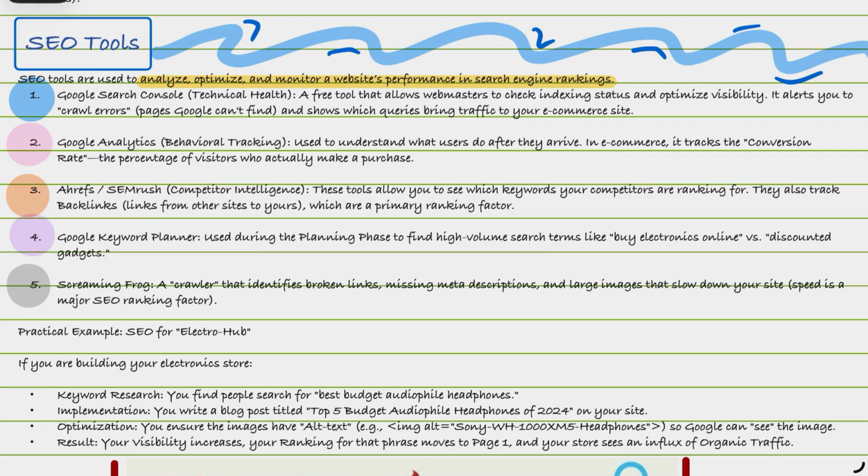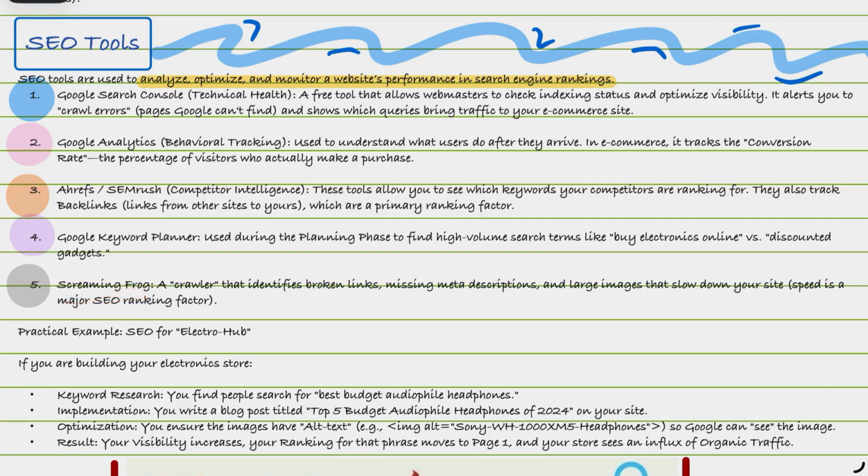All right. So this is how you are able to optimize your own SEO. Then we have Google Keyword Planner. This is used during the planning phase to find out the high volume search terms, like which are the terms: buy electronic online versus discounted gadgets, so that you can integrate them in your own system.